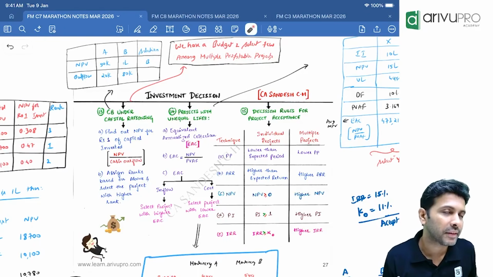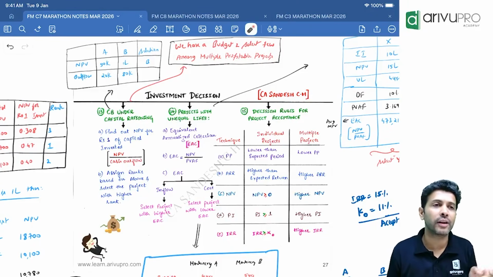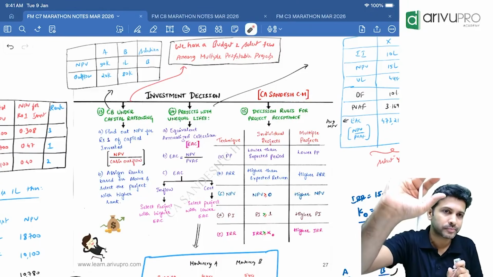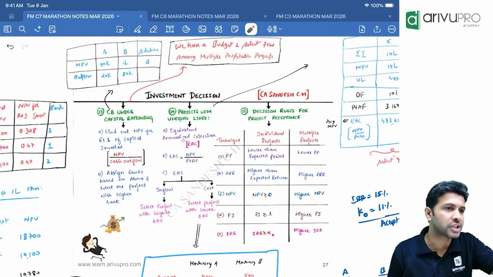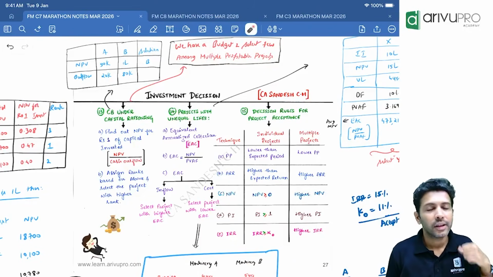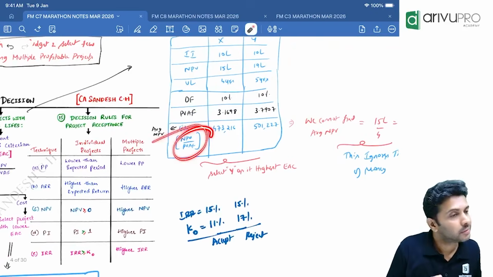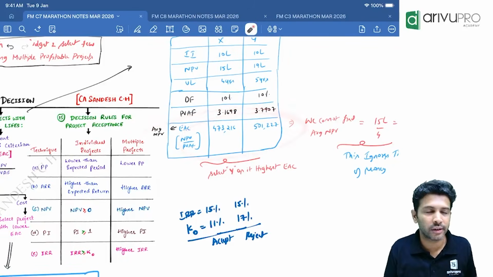If they give you NPV, how do you find EAC? EAC means average. If you are working from the NPV angle, when you find EAC, that is average NPV. How do you get that? NPV divided by PVAF, right? And what will be the decision rule here?